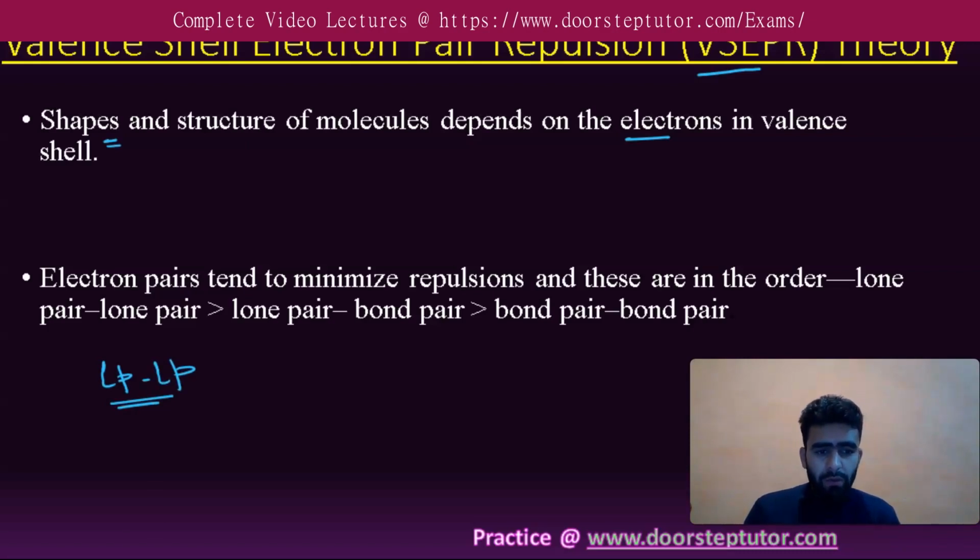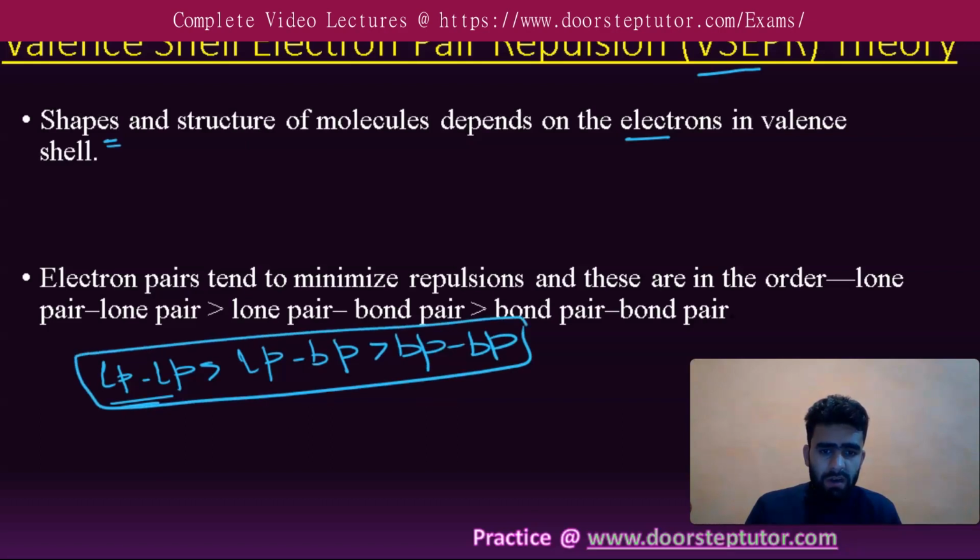So suppose, as an example, there are two lone pairs present in the molecule, then those two lone pairs will align themselves in such a way that they have minimum repulsion. So that is why lone pair repulsion is greater than lone pair-bond pair repulsion, followed by bond pair repulsion. So this should be taken into consideration while we predict the geometry of the molecule.